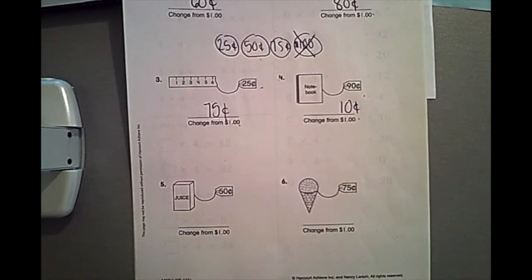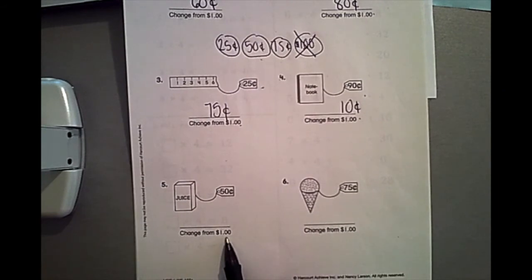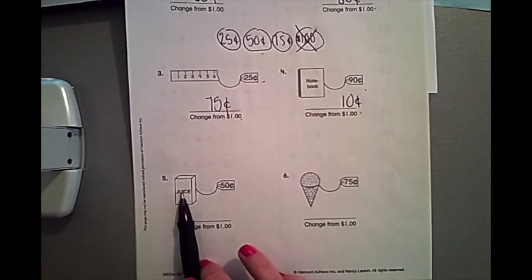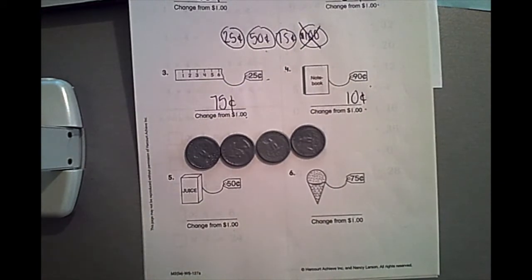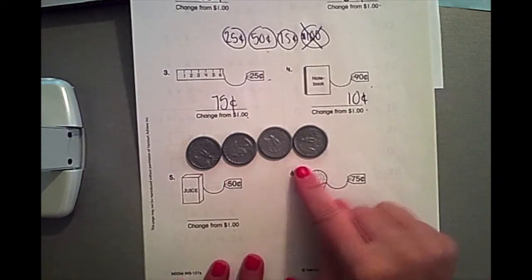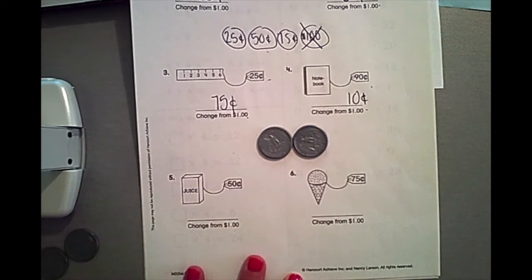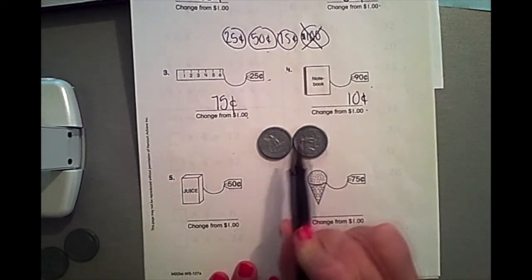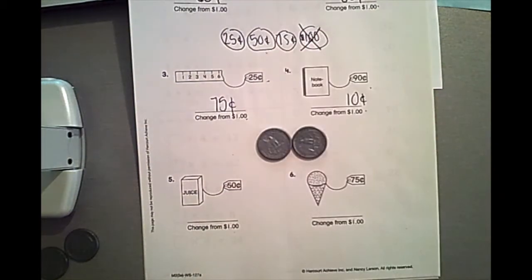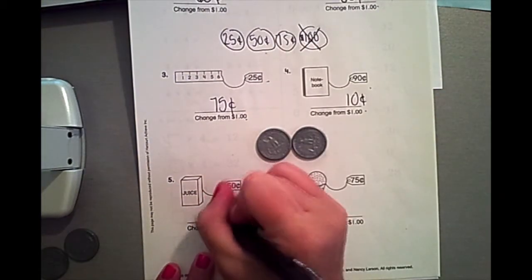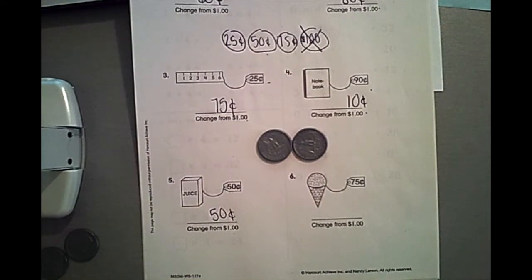All right. So this juice is 50 cents. If we have 50 cents and we only have a dollar, but we want to buy this juice for 50 cents. Okay, for the last two, it's a little bit easier when you see the quarters. So we have a dollar here, and this juice costs 50 cents. So we are going to spend 50 cents, which is two quarters. Then how much do we have left? We have two quarters left, and that is 50 cents. That is the remainder that we're going to get back from a dollar.